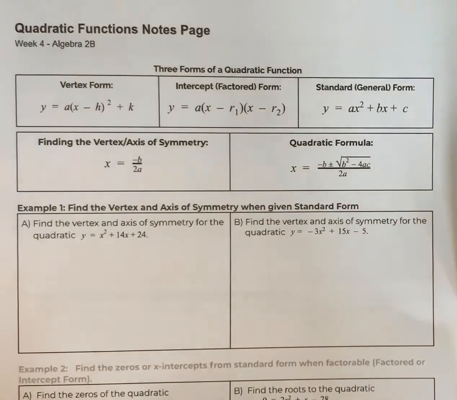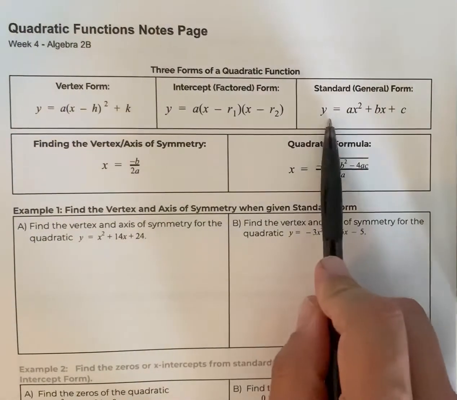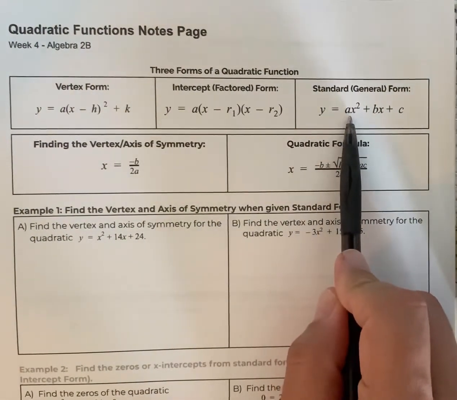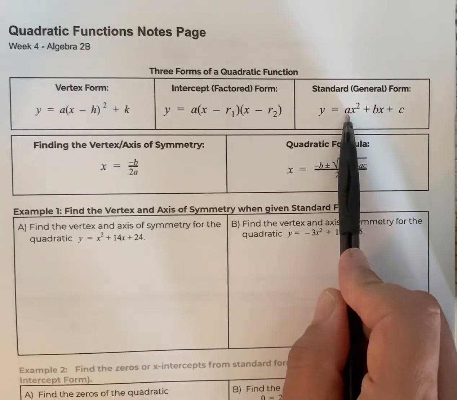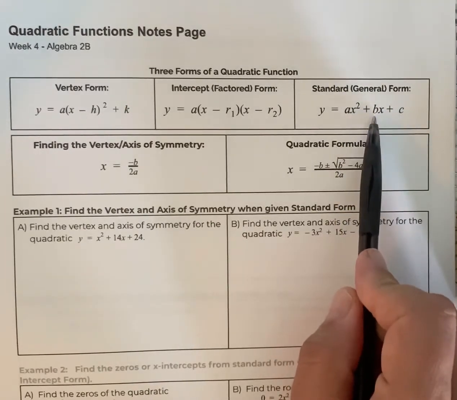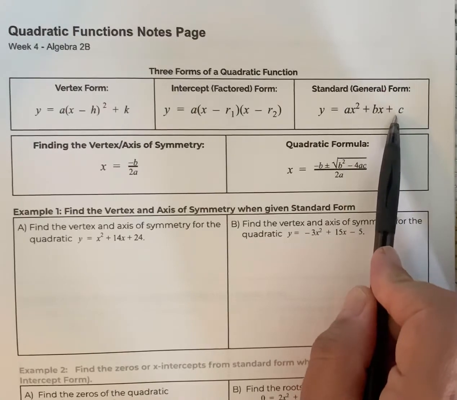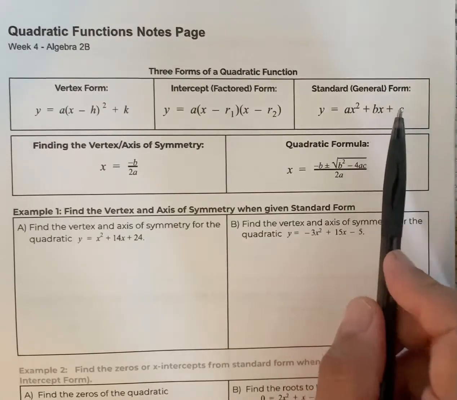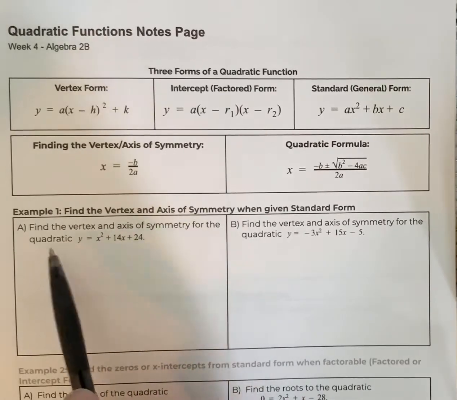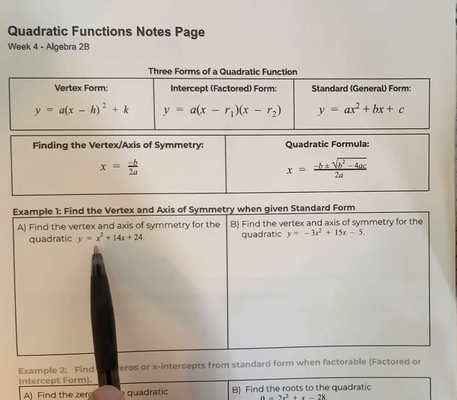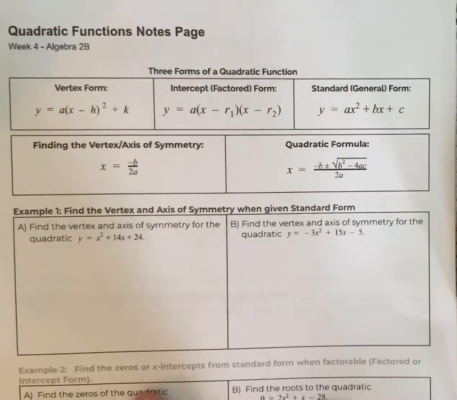So for example 1, we're asked to find the vertex and axis of symmetry when given standard form. Just a reminder, standard form is y equals ax squared plus bx plus c, where a is the coefficient of x squared, b is the coefficient of x, and c is a constant. So we have to find the vertex and axis of symmetry for the quadratic x squared plus 14x plus 24.